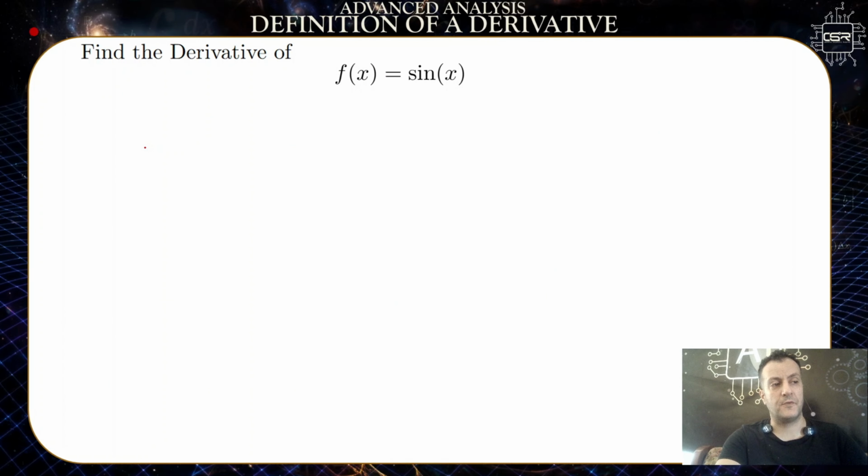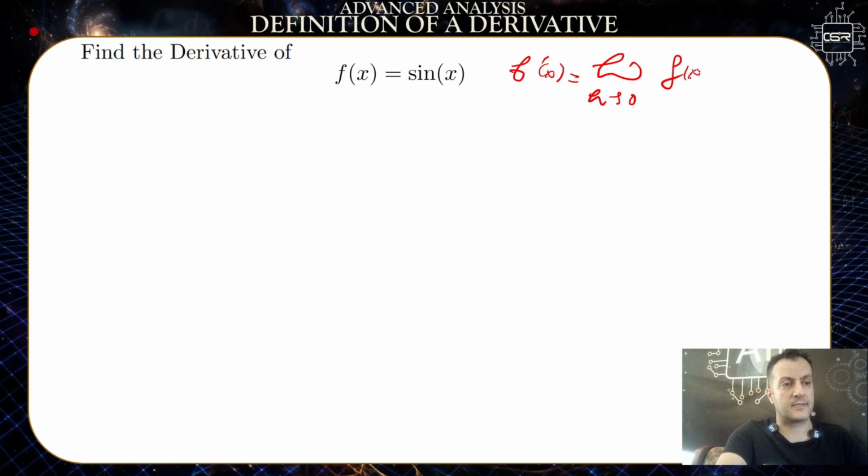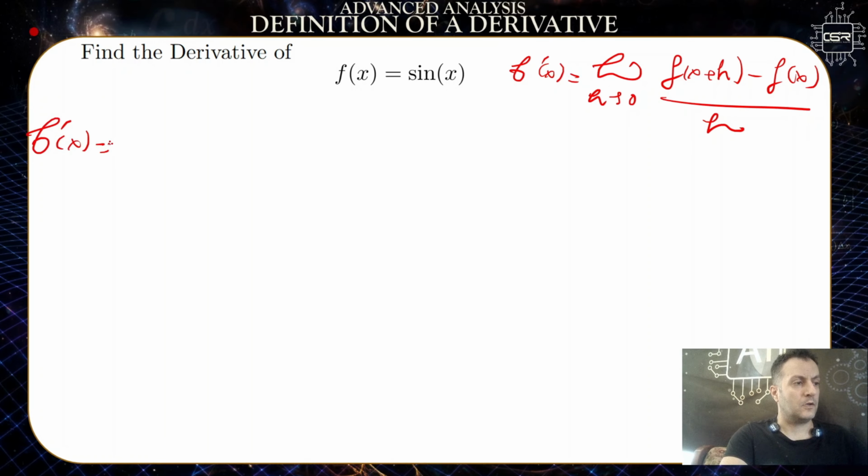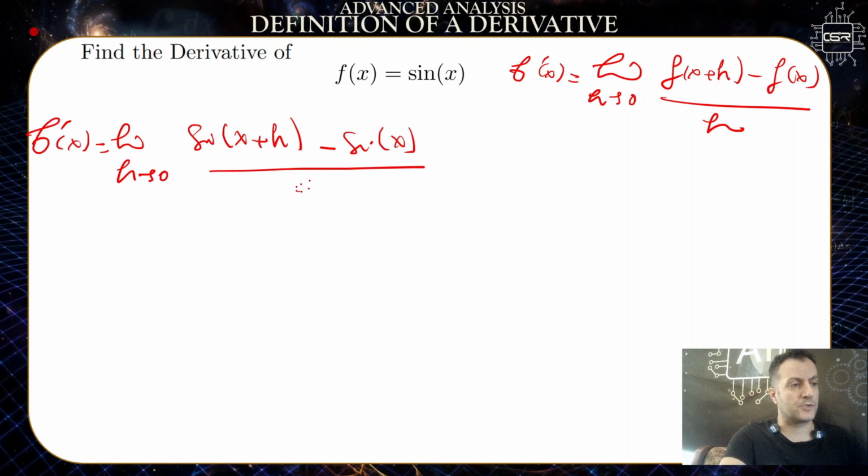Find the derivative of f of x equal sine x. So, again, f prime of x is equal to the limit as h approaches 0 of f of x plus h minus f of x divided by h. So, equal to the limit as h approaches 0 of sine x plus h minus sine x divided by h.